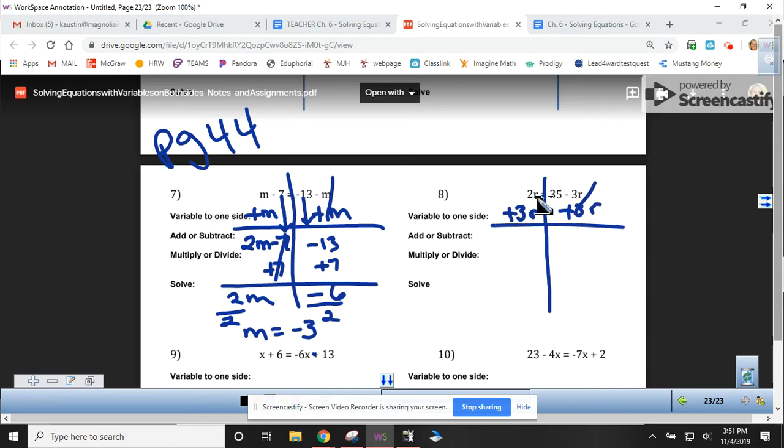That cancels out. I've got 2r's plus 3r's is 5r's. Bring down what I have left over here, which is 35. Divide by my coefficient of 5. And I have that r will equal 7.